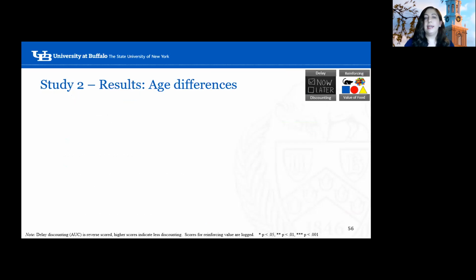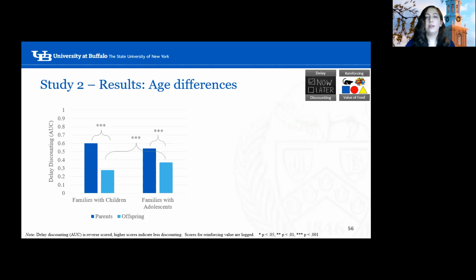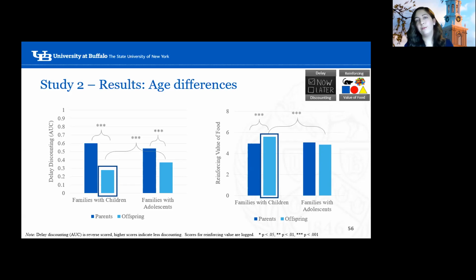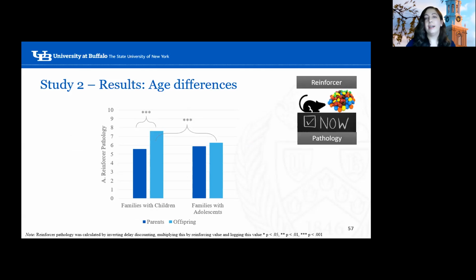For the results, I'll start with the age differences. For delay discounting, this is exactly what we would expect. Reminder here that this is reverse scored, so lower scores indicate more discounting and more impulsivity. So the children are the most present focused, followed by the adolescents, and the adults are the most future oriented. In the case of reinforcing value, we were surprised to see that the children had the highest reinforcing value of food, higher than both the adolescents and their own parents. Now, this combination of greater delay discounting and greater reinforcing value of food, hopefully you see where I'm going here, we have a higher level of reinforcer pathology among the children.